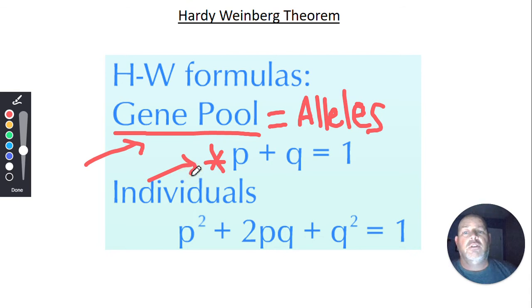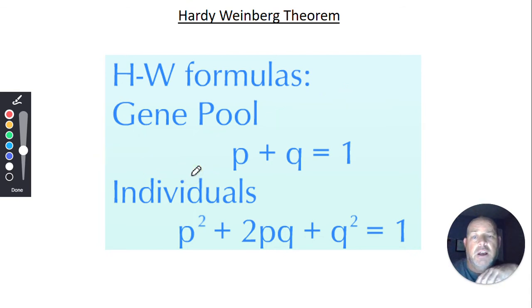Make sure you're using, remember, alleles are single letters, right? Allele, big B, big T, little t. Those are single letters. Look at the equation. These are single letters. Okay, so that's why you use this equation for alleles.